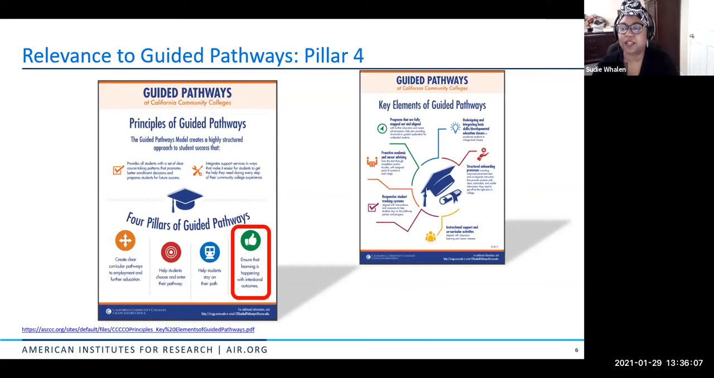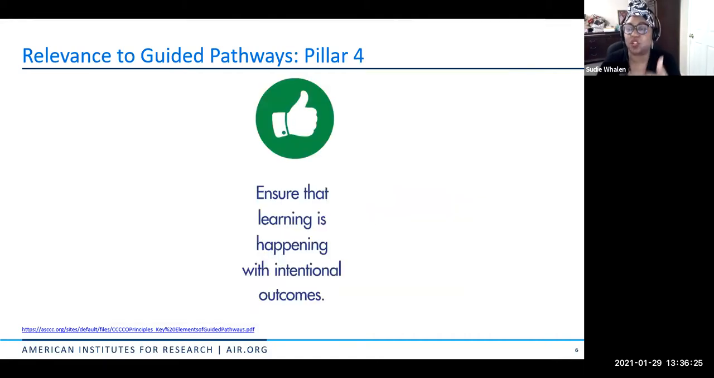When we talk about guided pathways, it's not hard to find data that tells us whether or not we're creating clear curricular pathways. It's not that hard to find data that tells us whether or not students are getting onto those pathways or whether or not they're staying on the path. We can see those persistence reports. The problem that we have a hard time with is ensuring that learning is happening with intentional outcomes.